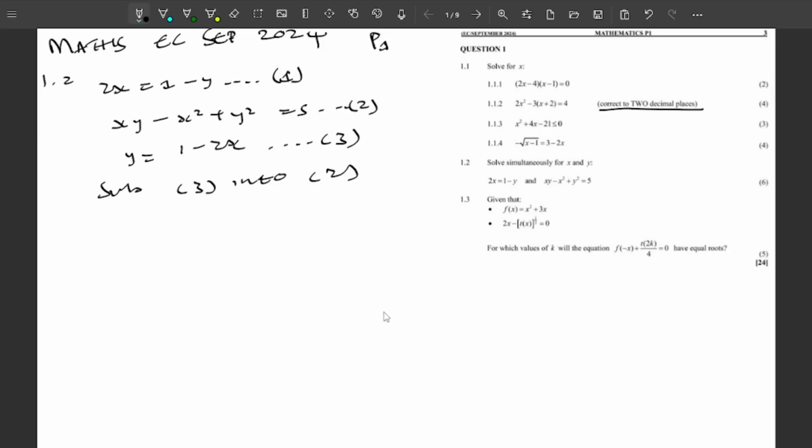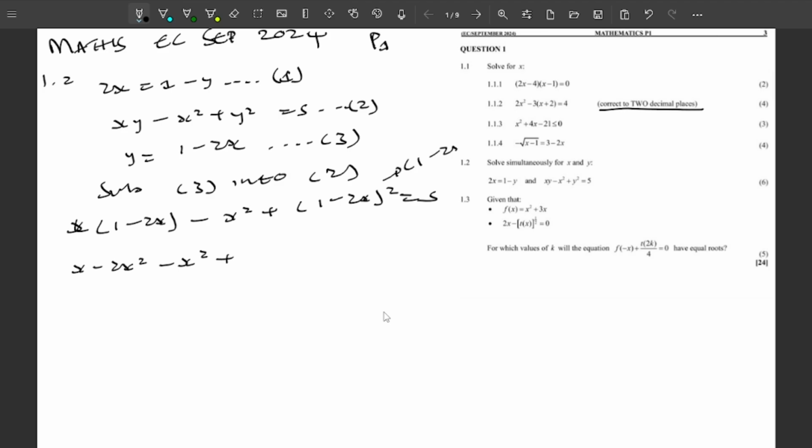So it's going to be, and please take note of this, many students make a mistake on this one. Check your signs, make sure you look at which sign it is, is it a positive or a negative, please. So it's going to be x(1 minus 2x) minus x squared plus (1 minus 2x) squared, which equals 5. Then we can start to simplify it. Let's make it simple for us. So we're going to have x minus 2x squared minus x squared, and here obviously we're going to open it up, expand it, right?